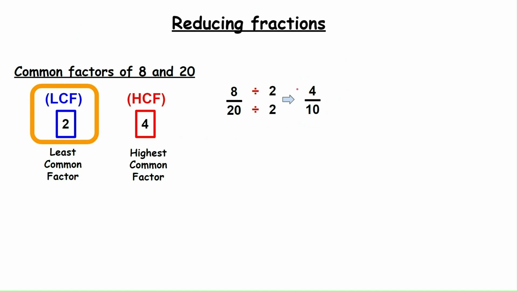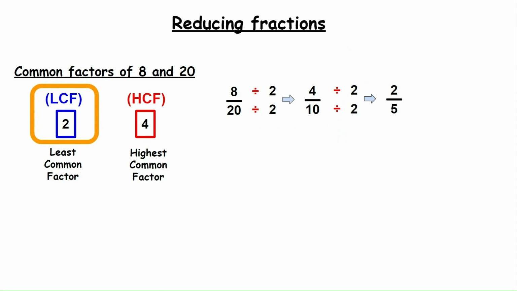because we can see here that this fraction can still be reduced because both 4 and 10 have common factors, all right? And also we can see that 4 and 10 are even numbers. So let's use 2 as our common factor that we're going to use to reduce this fraction. So 4 divided by 2 is 2, and 10 divided by 2 is 5.